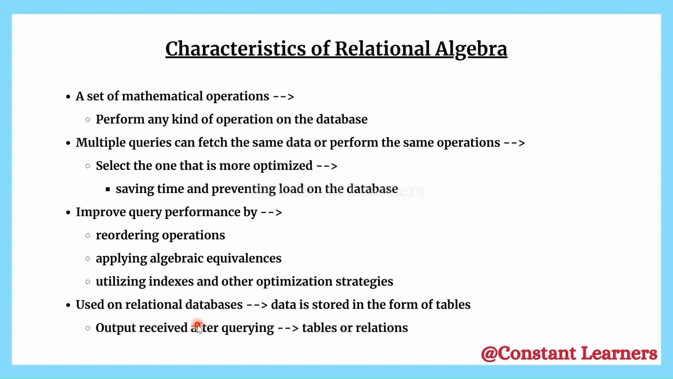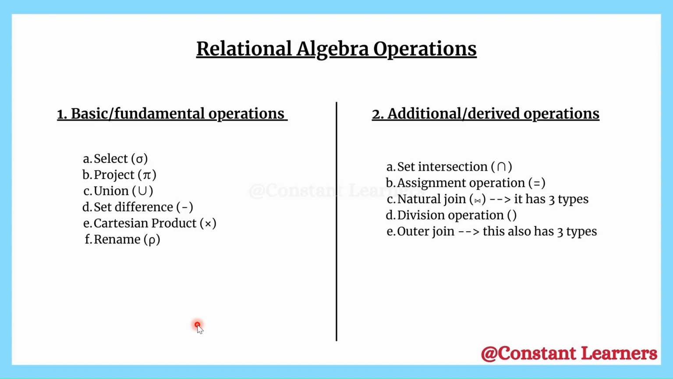Now let's quickly discuss the relational algebra operations that we will be studying in the future. Relational algebra operations are divided into two categories. First are the basic or fundamental operations and the second are additional or derived operations. We can understand from the name itself, these are the basic operations and these are derived from the basic or fundamental operations.